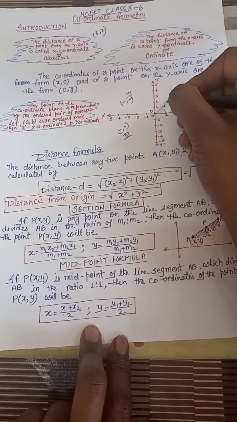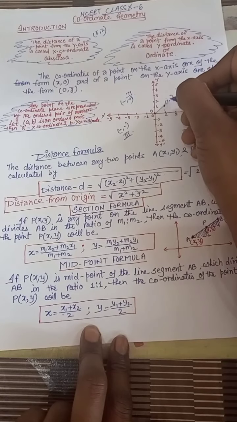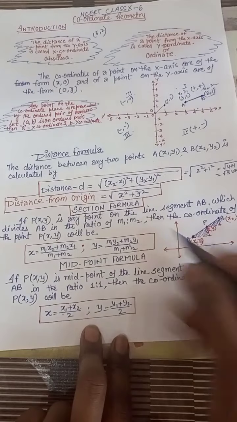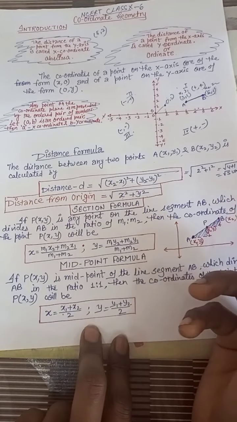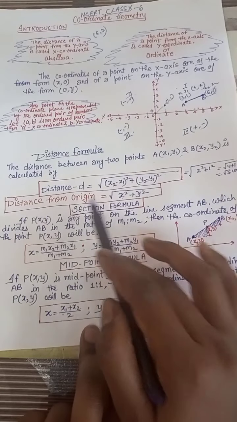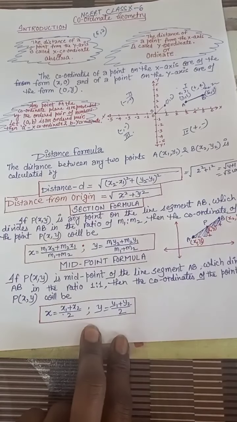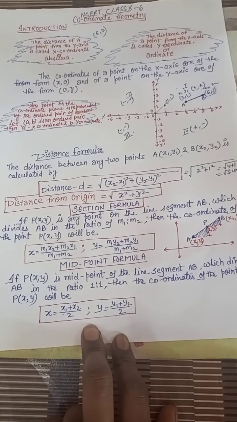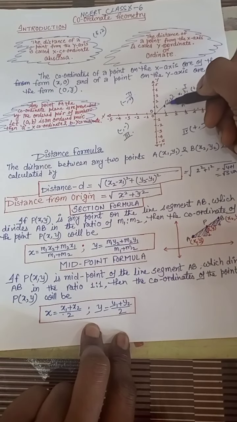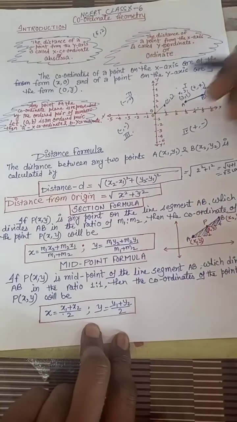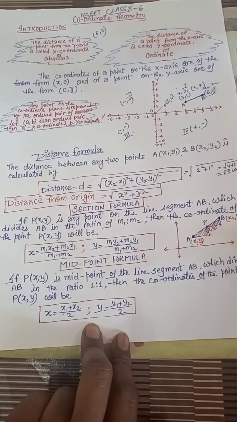If the point is 1, 1, then 1 squared plus 1 squared, 1 square is 1 and 1 square is 1, so we get root 2. So the distance from the origin is root of x squared plus y squared, whatever point is given. Find the distance from the origin. It is easy: if the point is 2, 5, then 2 squared is 4, 5 squared is 25, so 4 plus 25 is 29. Root 29 is the answer.